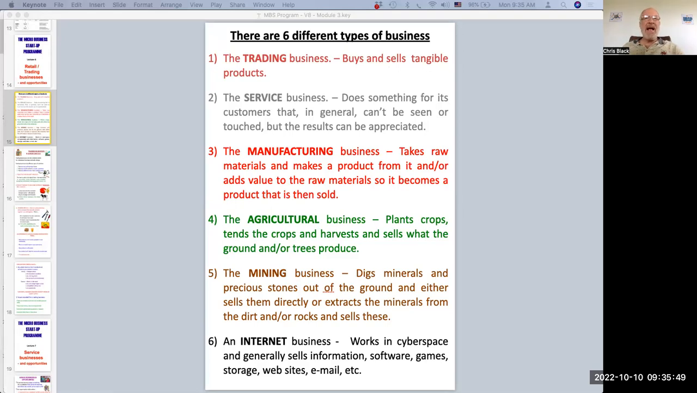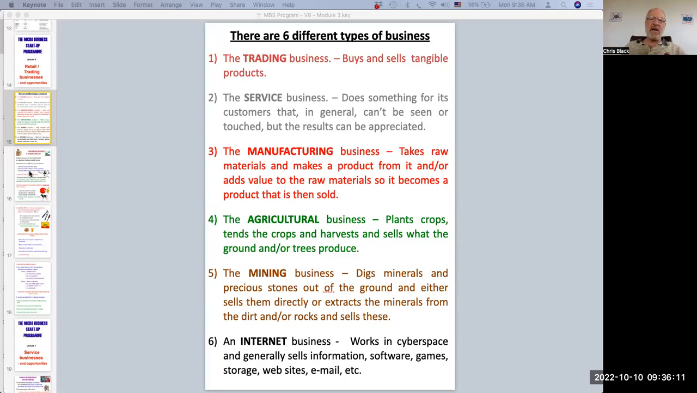Then mining has to do with digging minerals and precious stones out of the ground and either selling them directly or extracting the minerals from the dirt and selling them. And then, of course, the internet business works in cyberspace and offers various products and services, including games and software and this type of thing.